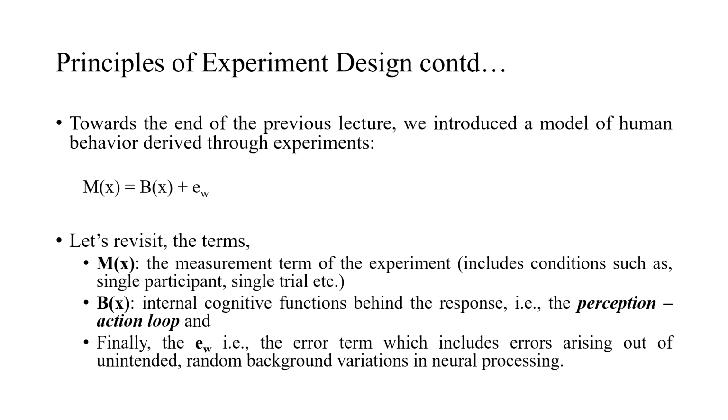What is b of x? B of x is whatever mental functions, perception plus action, were involved in producing this measurement. So, basically what is this measurement measuring? This measurement term is measuring the mental functions that are going on inside the person's brain to lead to the given response, all right. So, b of x, and we will use this term again and again, is referred to as the perception action loop, all right.